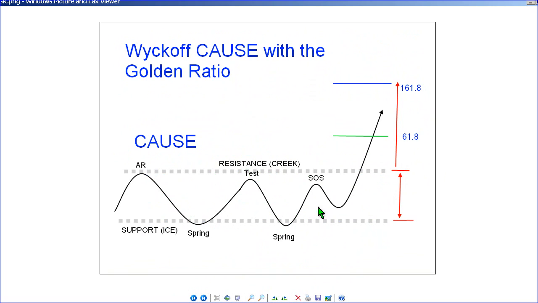So what we're going to do is study our cause and effect, our accumulation patterns, and measure the golden ratio and see how our tops and our retracements and our pauses and phases are along the way.